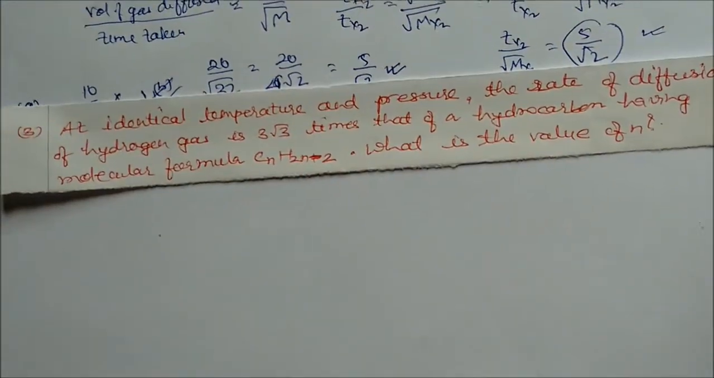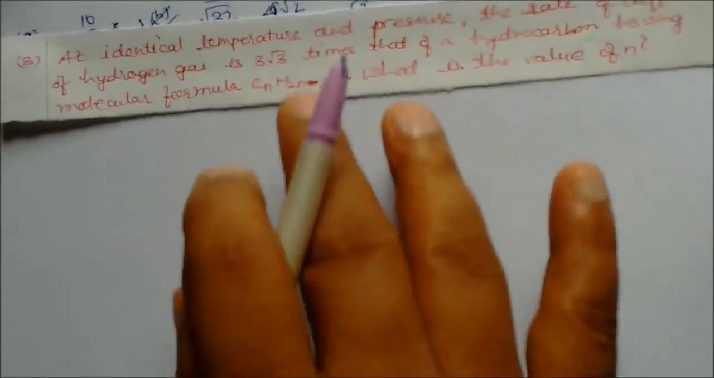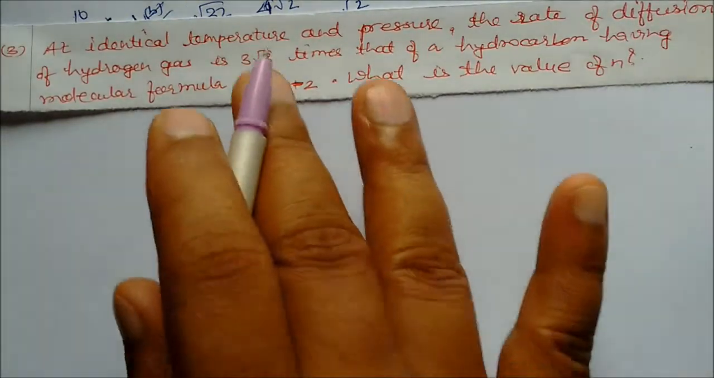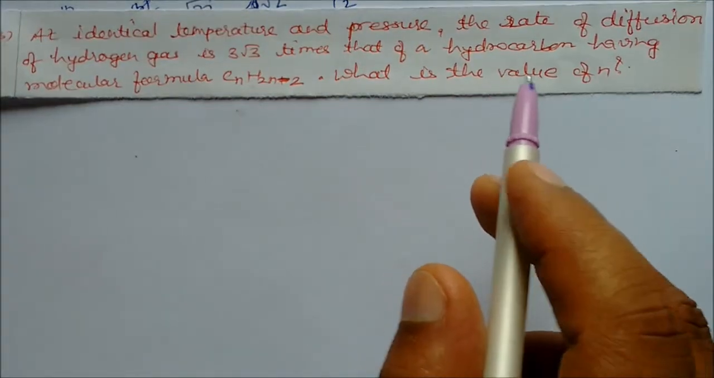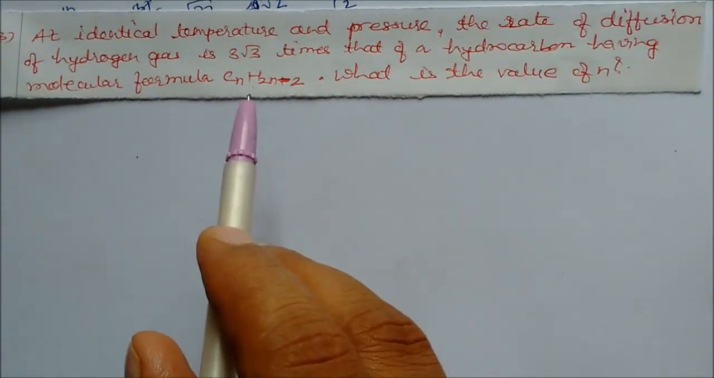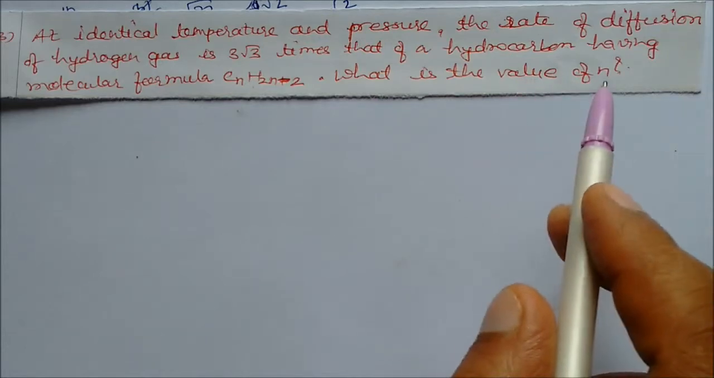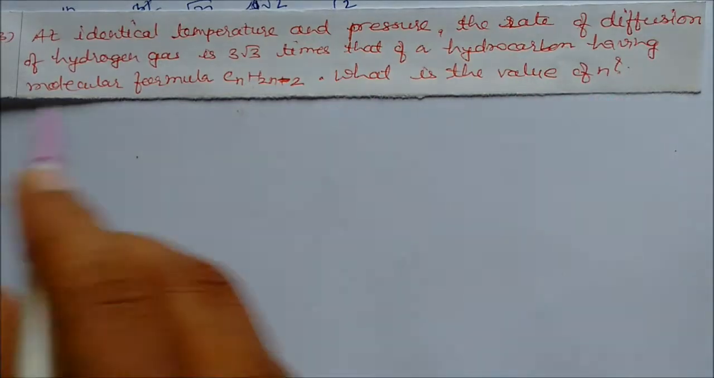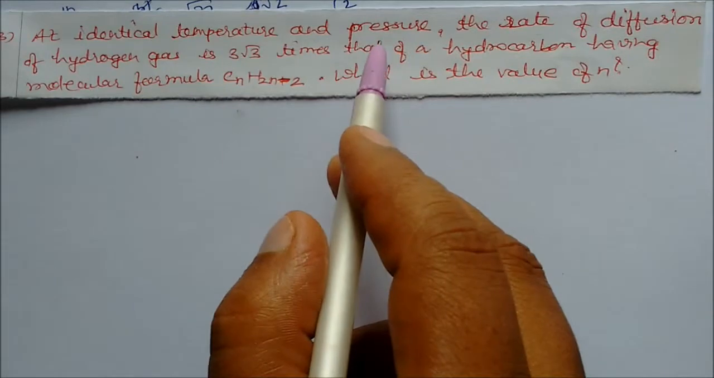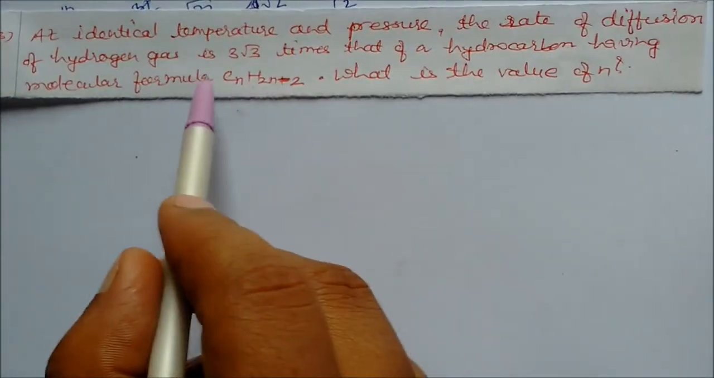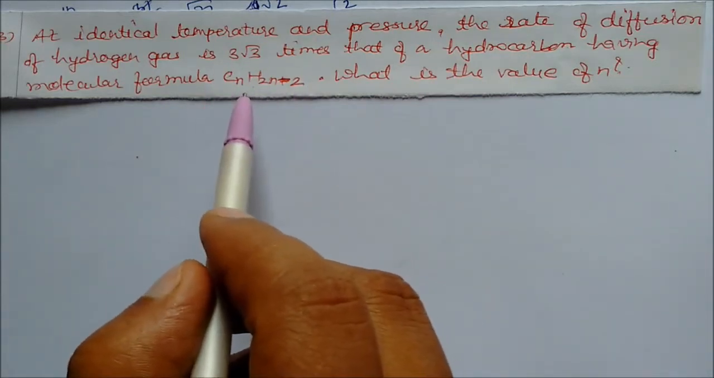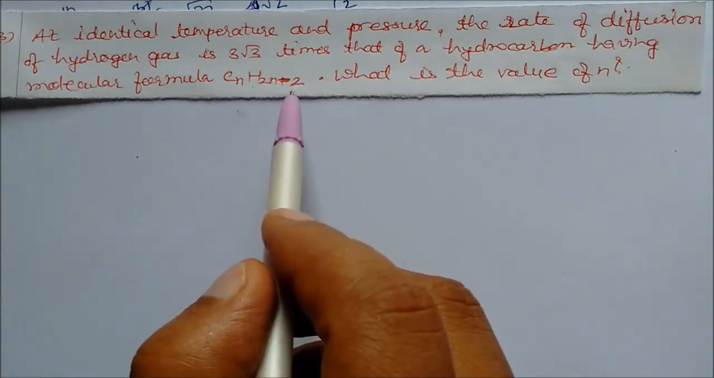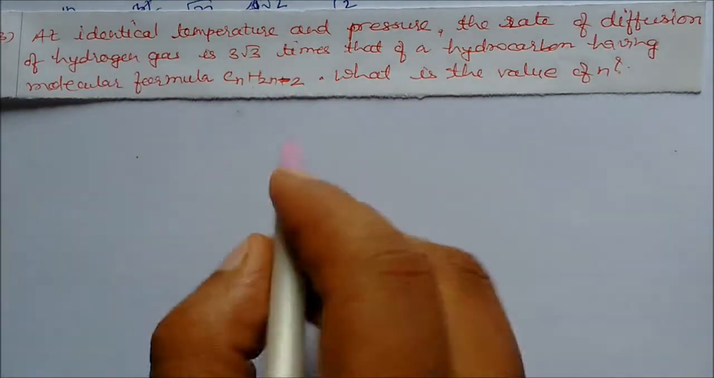Now come to the third question. Under identical temperature and pressure, the rate of diffusion of hydrogen gas is root 3 times that of the hydrocarbon having molecular formula CnH2n minus 2. What is the value of n? So same formula. Temperature and pressure are equal, and the formula of the hydrocarbon is given. This is the formula of an alkyne.